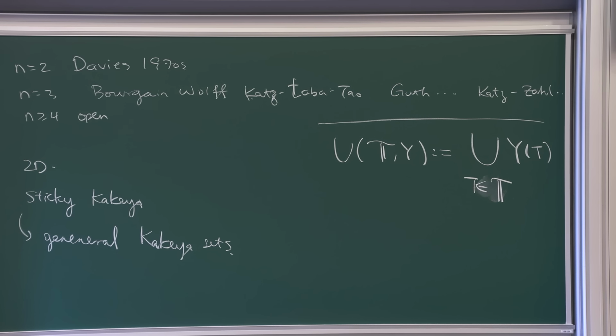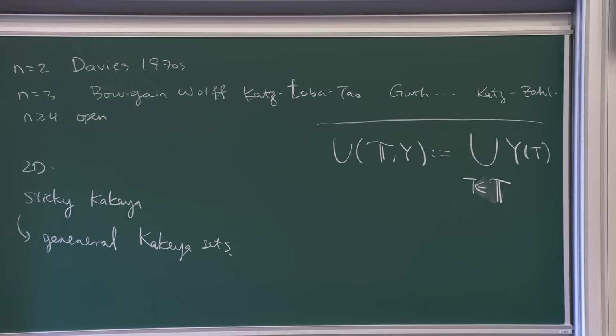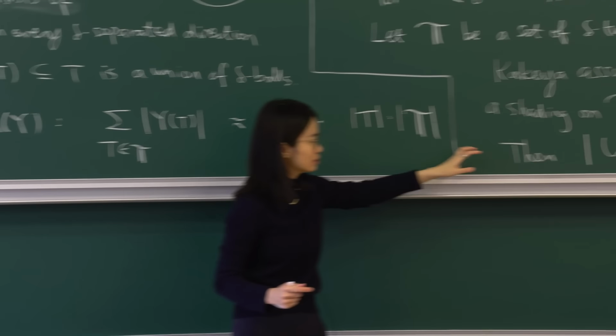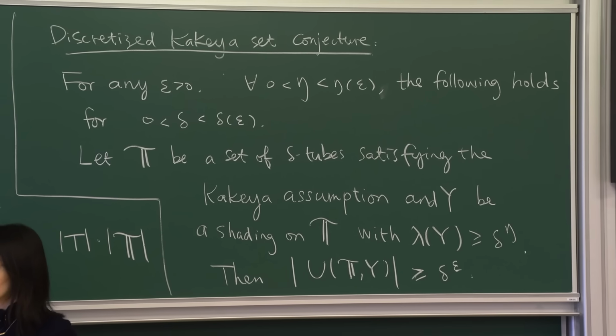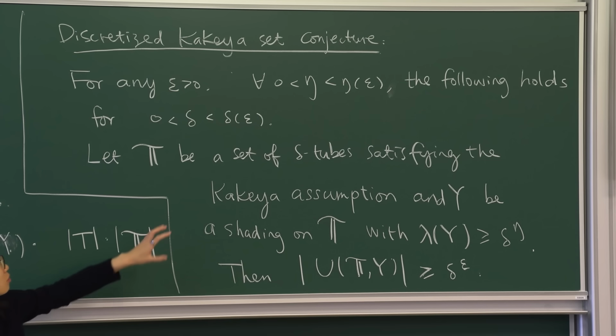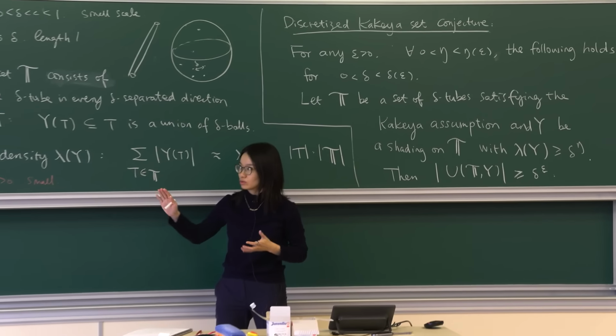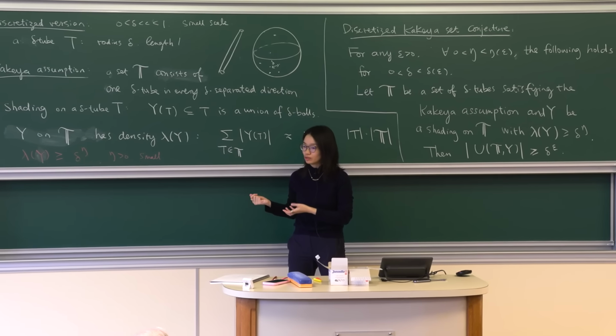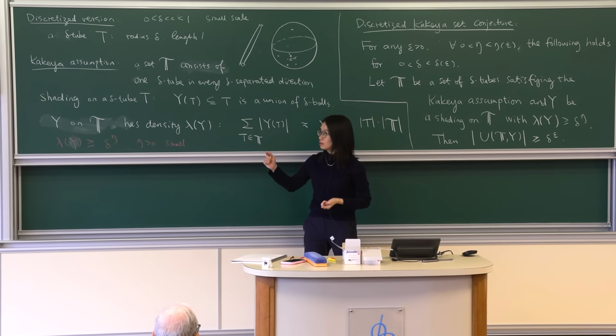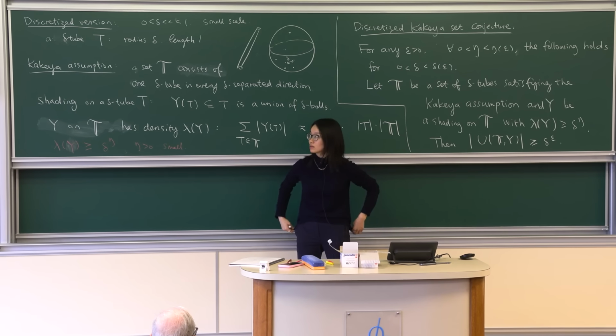So this is the discretized Kakeya set conjecture, and using the definition of Hausdorff dimension and by pigeonholing, if one can show this discretized Kakeya set conjecture, one could show via a classical argument in geometric measure theory that any Kakeya set in R^n has Hausdorff dimension n.